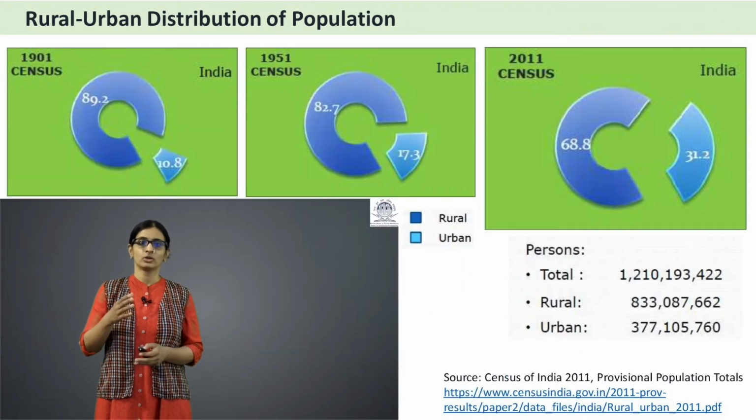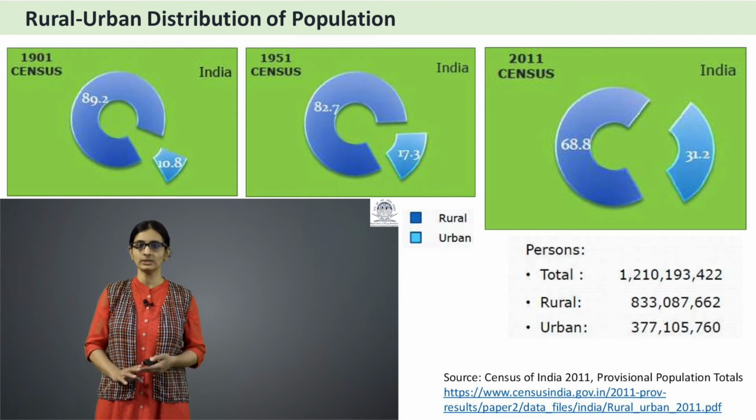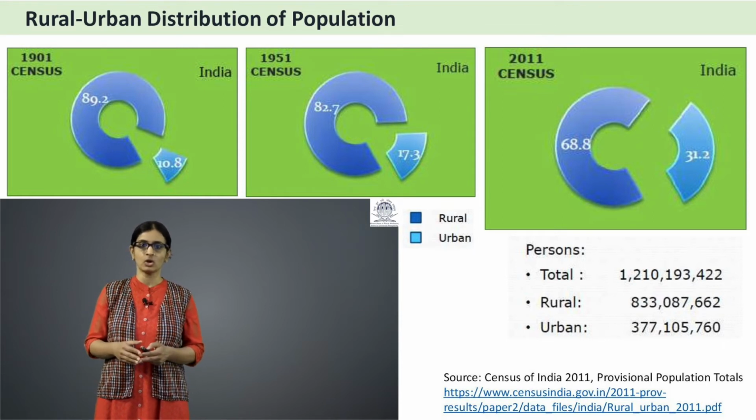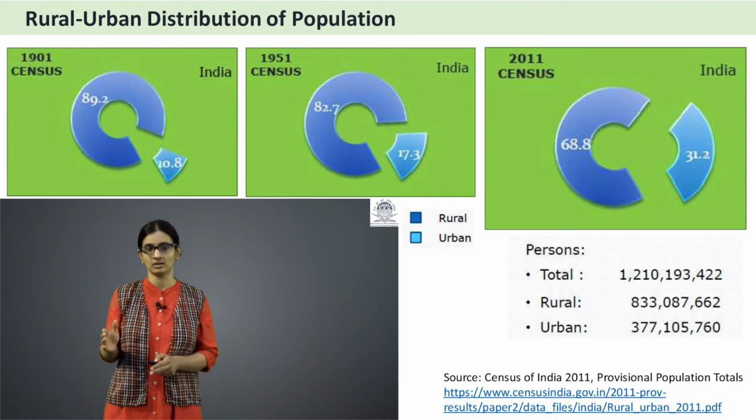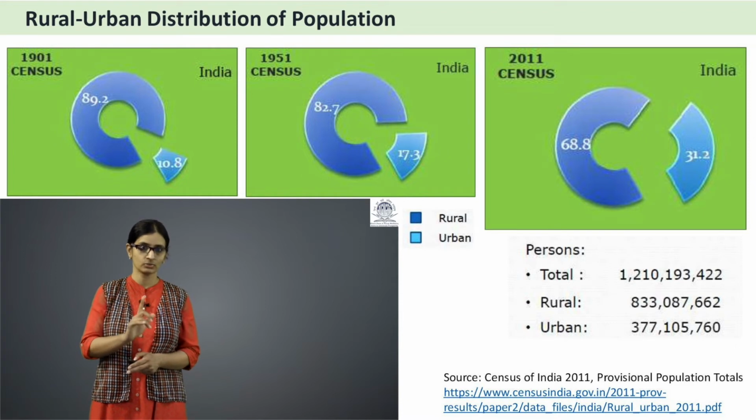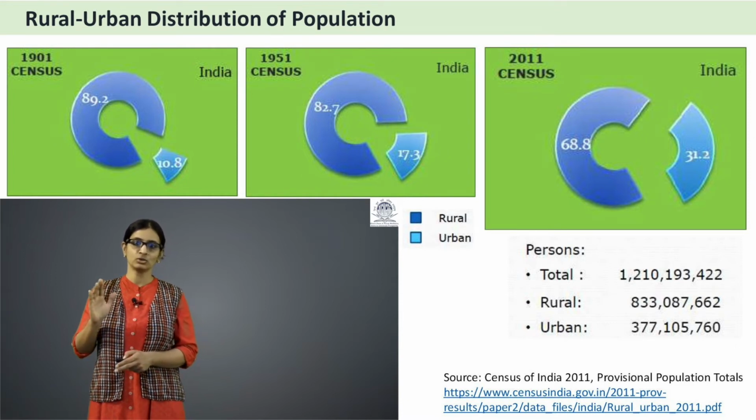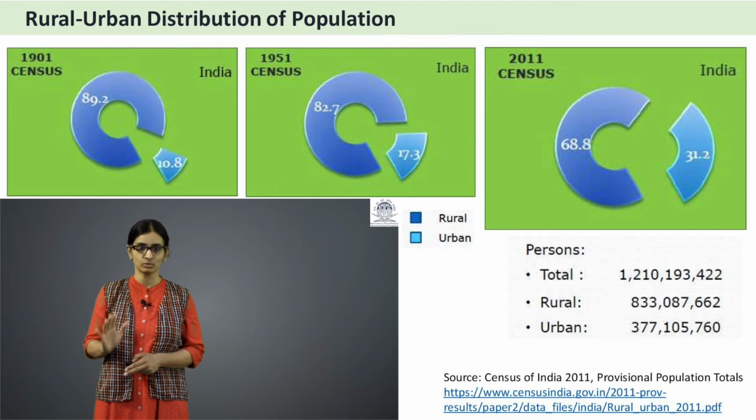In order to understand the distribution of population in rural and urban areas, let us have a look at these images. So, what we see here is three different time frames: 1901, 1951 and 2011. In each of the images we see that the contribution of rural population to the total population is significant. However, this has been declining, and what I mean by this is, in 1901, 89% of the total population in India was rural. In 1951, 82% of the total population was rural, and 2011, 68% is rural.